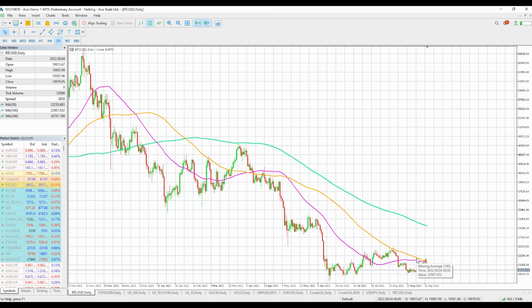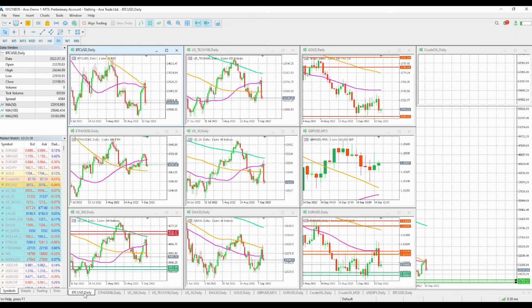Now, the fact that the price has fallen below these two important moving averages means the path of least resistance remains skewed to the downside, and the support zone that we are focused on is the lows of this particular year, and that is at 17,391 to 17,920. So that is for BTC.